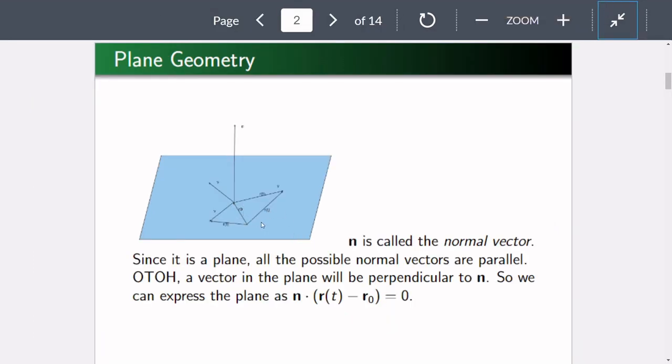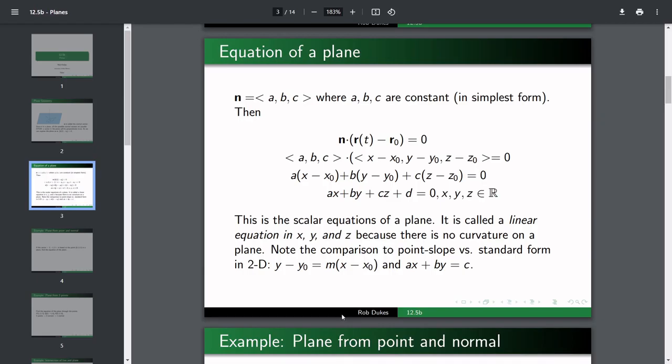And that means that if I pick an anchor point here, x naught, y naught, z naught, or r naught, and then I pick any second point in the plane, the vector between them will be perpendicular to the normal. So we're saying any x, y, z minus the anchor point dotted with n will give you 0. Once we have all that worked out, we can expand it to get a scalar equation.